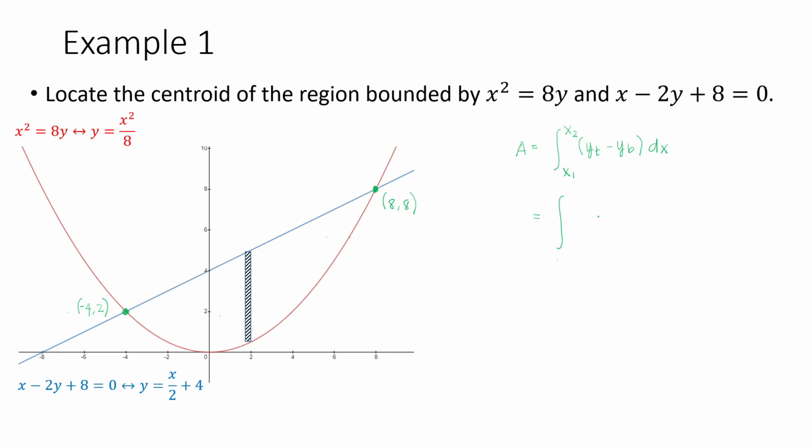Okay, so again, the top portion of the graph is the blue graph. So again, it's already represented here. And this is x over 2 plus 4, and then minus y bottom, which is the one above the red graph, which is x squared over 8.